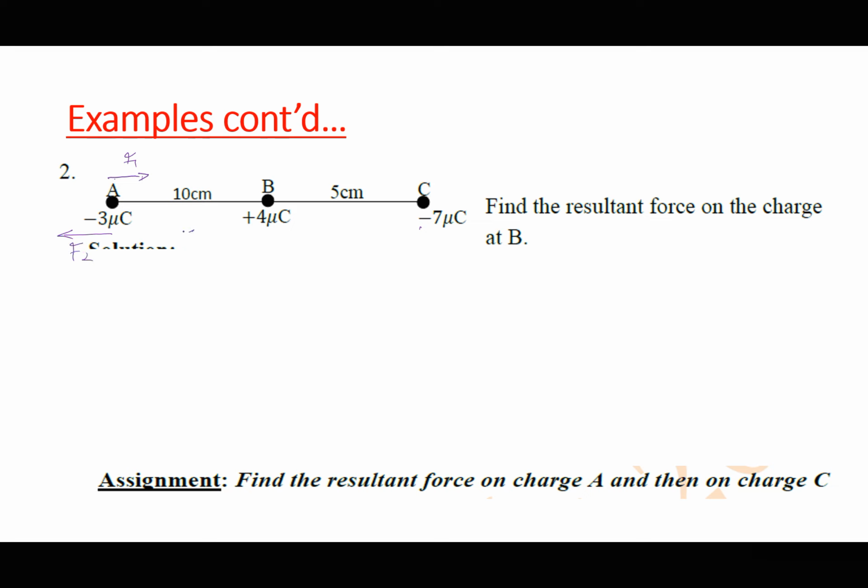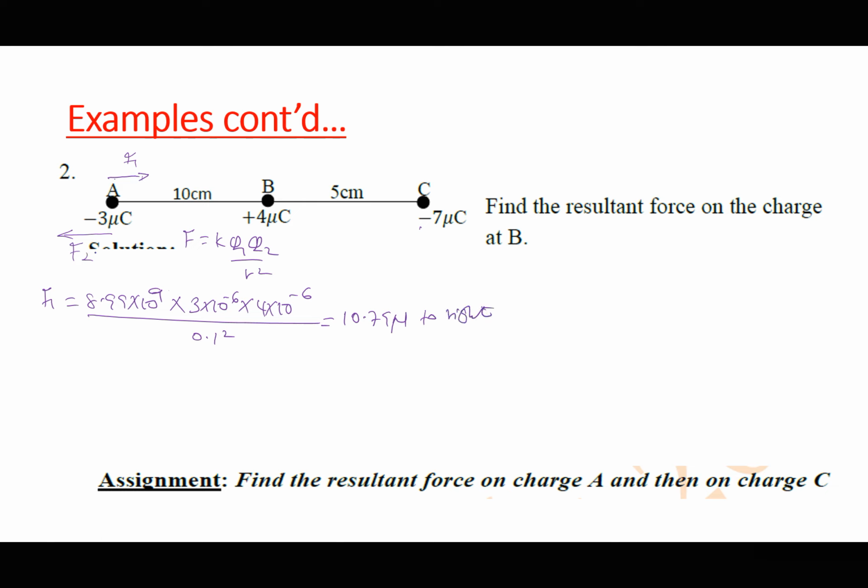So if I find F1, remember F is equal to K Q1 Q2 over R squared. So F1 is going to be K, which is 8.99, we are assuming they're in a vacuum, times 10 power 9, multiplied by the product of the charges, which is 3 times 10 power negative 6 times 4 times 10 power negative 6. This is divided by the square of the separation, which is 0.1 squared. This has given us 10.79 newtons, but this is now to the right.